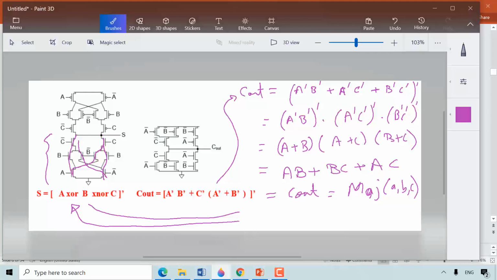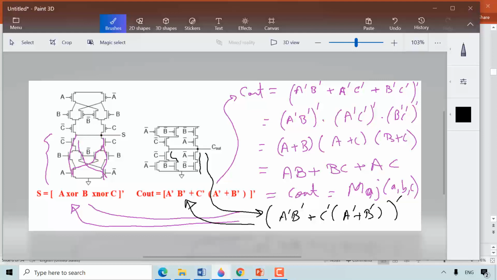Now you can see how we can double check and read what's being implemented at this point. This is A prime ended with B prime, or from here to here C prime ended with A prime or B prime. All is primed. This is exactly this expression here, which is equal to the carry out expression.